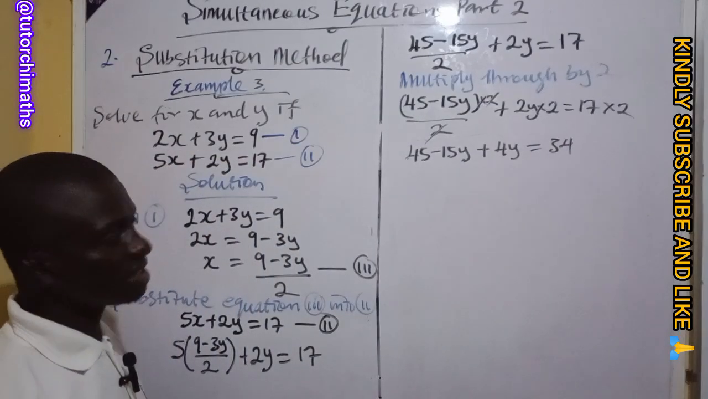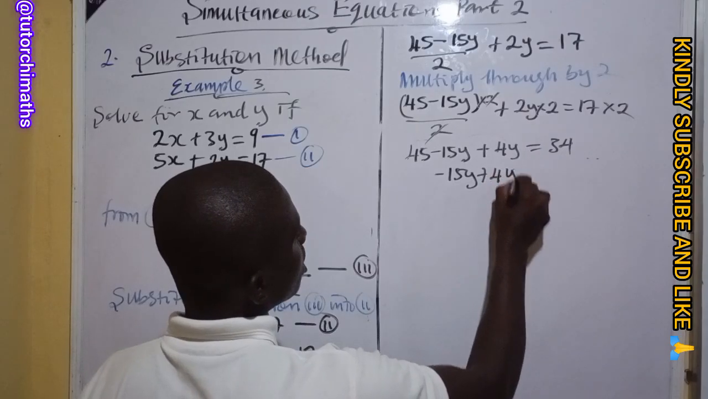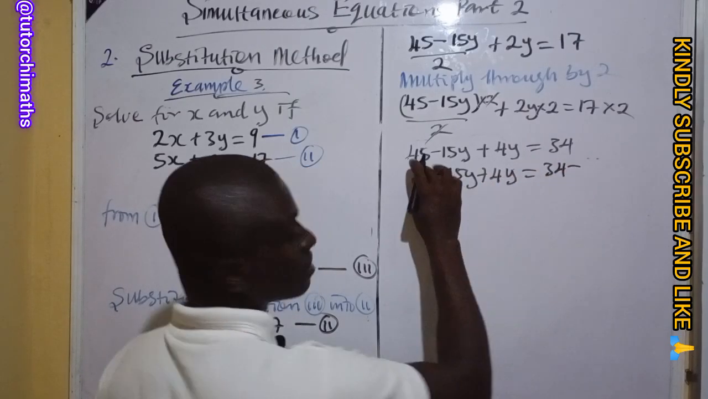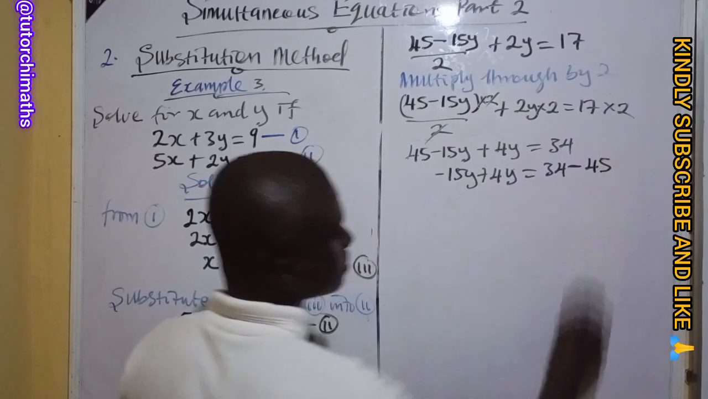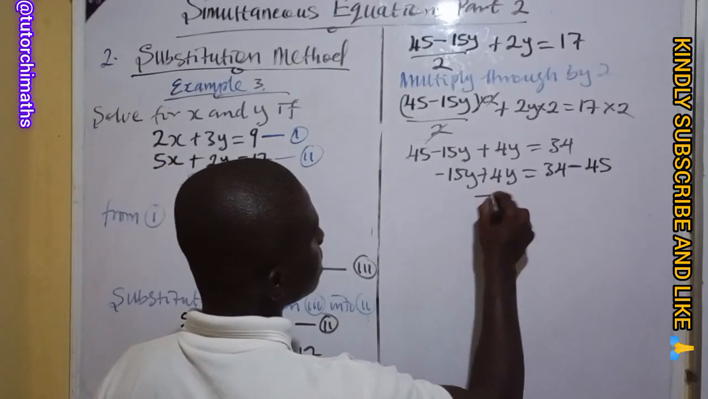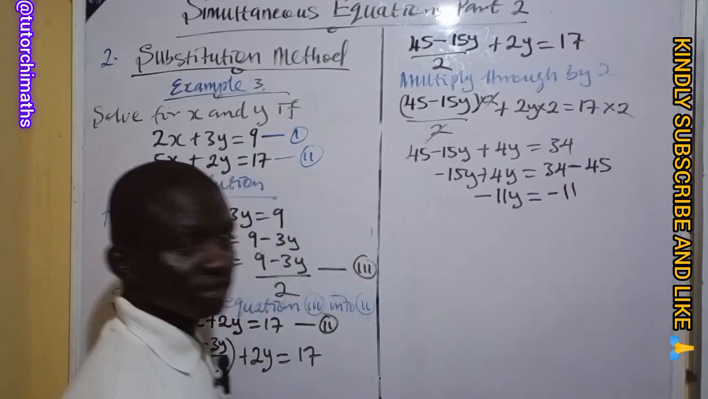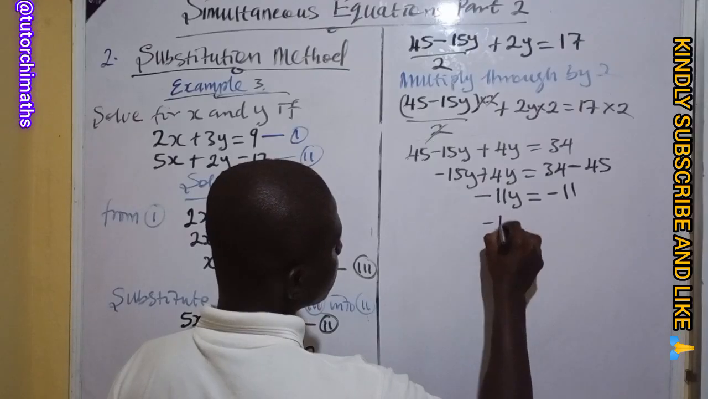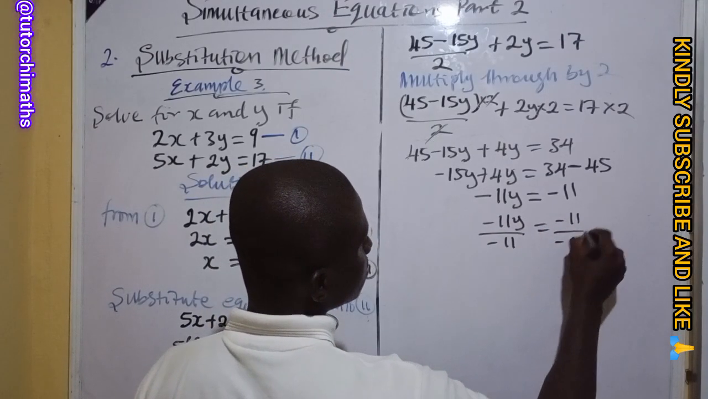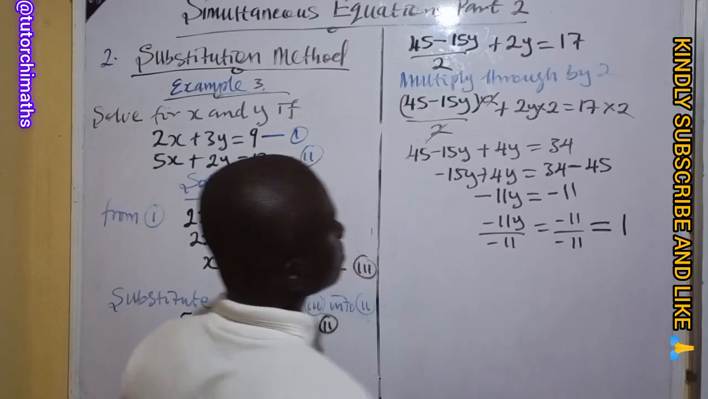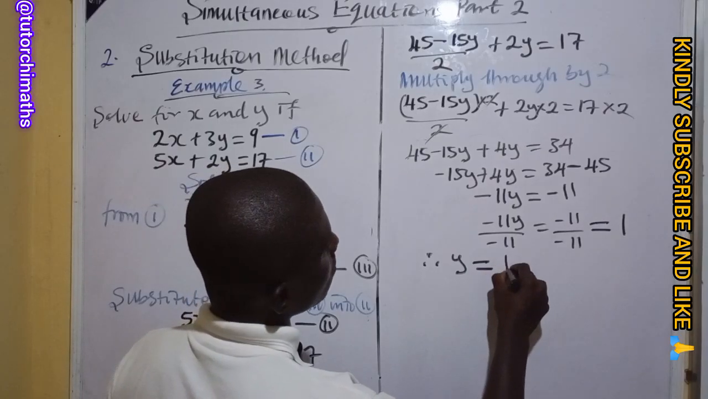So let's collect like terms. I have minus 15y plus 4y is equal to 34 minus 45, 45 crossing the equality sign. So that I can have minus 11y is equal to minus 11. So that minus 11y divided by minus 11 is equal to minus 11 divided by minus 11, which is what? 1. Therefore, y is equal to 1.